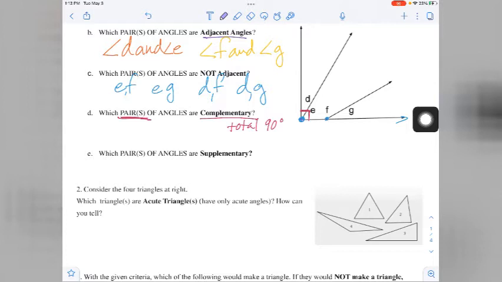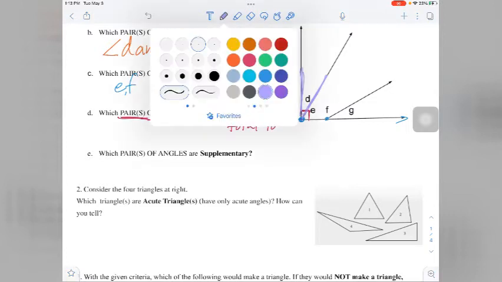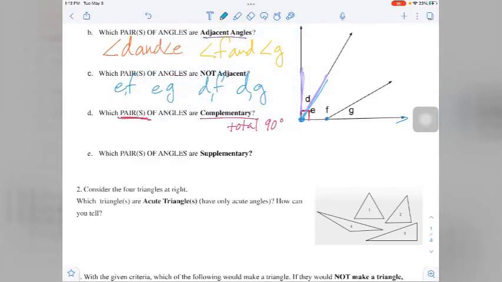And the two angles that I see that make that up are, let's see, here is angle D again, which is part of that, and then angle E is part of that. So angles D and E, angle D and angle E.